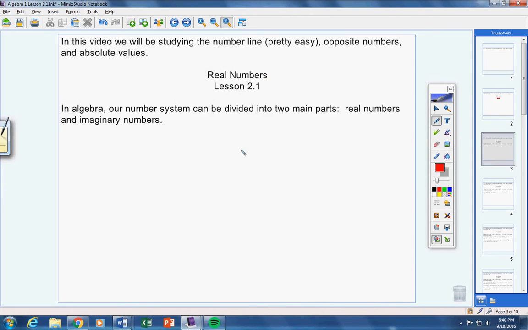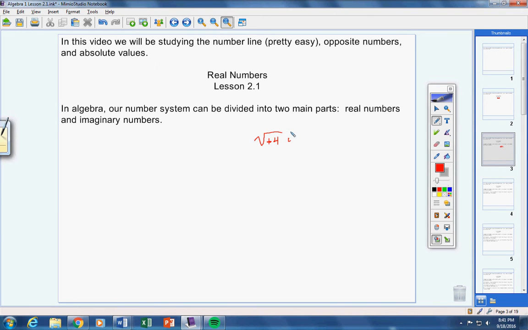Alright, now, in algebra, our number system can pretty much be divided into two main parts: real numbers and imaginary numbers. Okay, now, if you're wondering what imaginary numbers are, I'll just quickly show you. They come from the fact that you cannot take the square root of a negative number. Now, what I'm saying right now, you do not need to take notes on. Just listen, okay? You cannot take the square root of a negative number, so we make it positive.